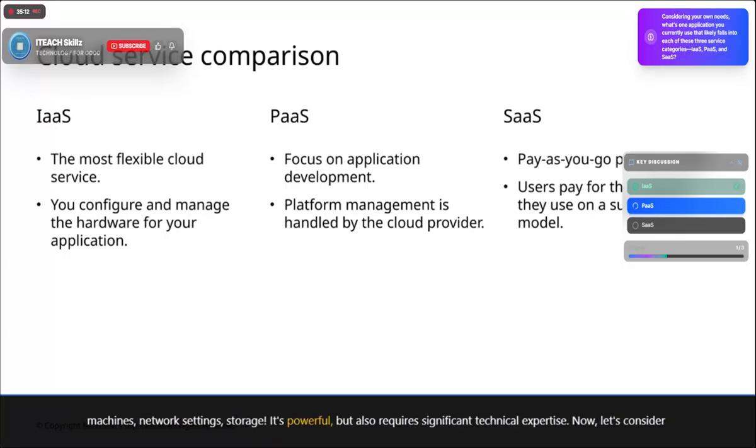It's powerful, but also requires significant technical expertise. Now, let's consider a different scenario with PaaS. Platform as a service shifts some of that responsibility to the cloud provider. Going back to our house analogy, it's like renting a fully equipped apartment building. The platform handles all the underlying infrastructure, the plumbing, electricity, and foundation, allowing you to focus solely on developing your application. With PaaS, you don't worry about servers or operating systems, just writing code and deploying it. This speeds up development time and reduces operational complexity.